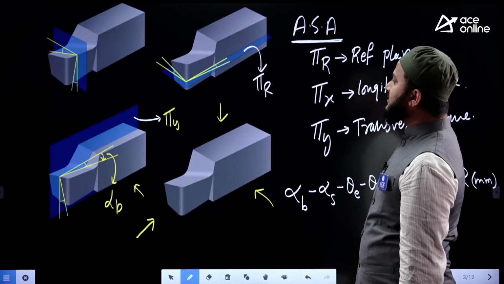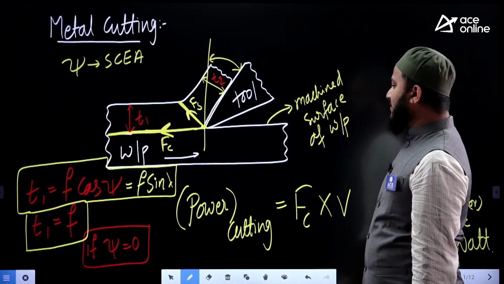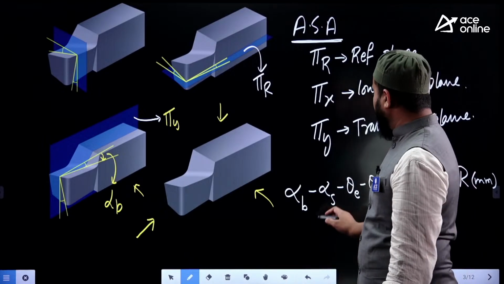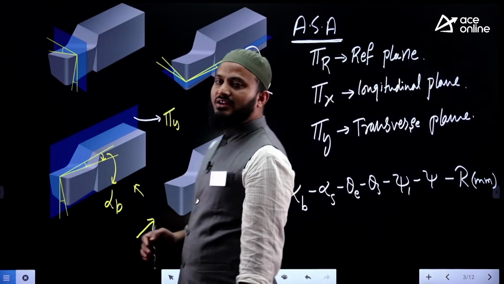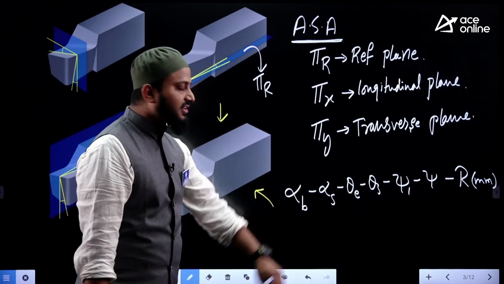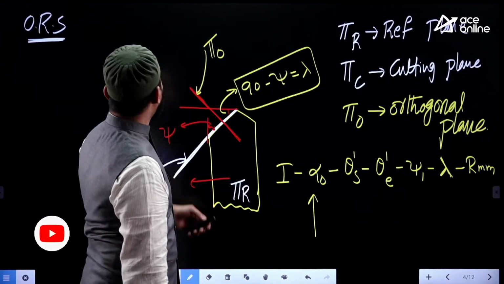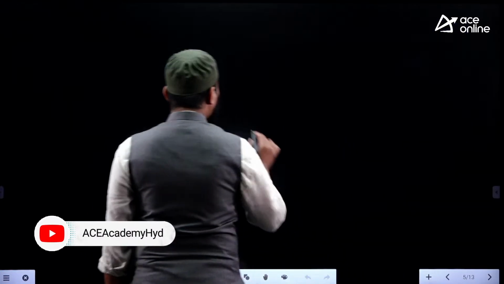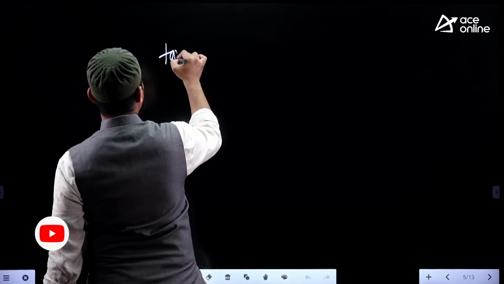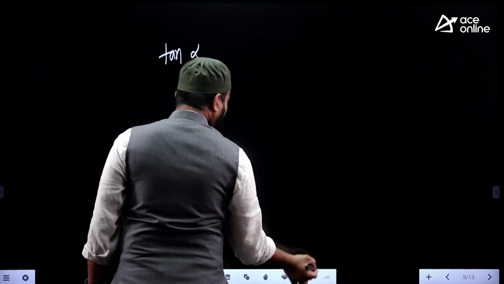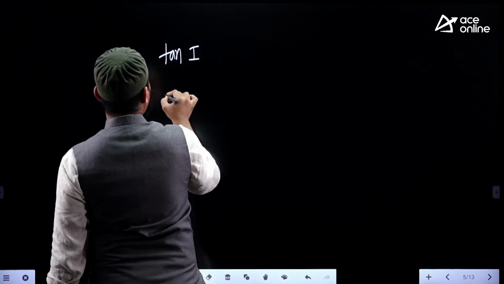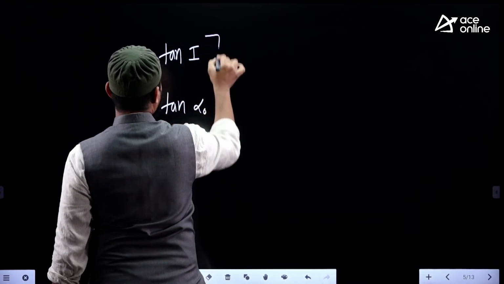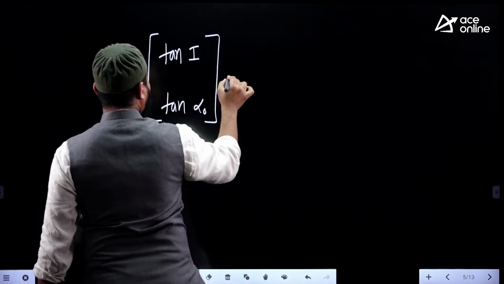But if they give the ASA tool signature and ask a question, then you need to follow the conversion equation between ASA and ORS, right? There you will not find the orthogonal rake. Alpha naught will not be there. So the conversion equation between ASA and ORS is a very big topic. In a simple nutshell, the conversion between ASA and ORS is given by two equations. Together, both equations we always give in a matrix form. That is, we need to get alpha naught at the end.